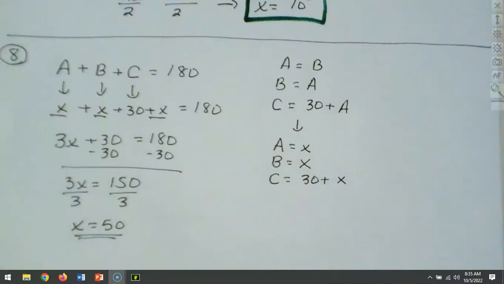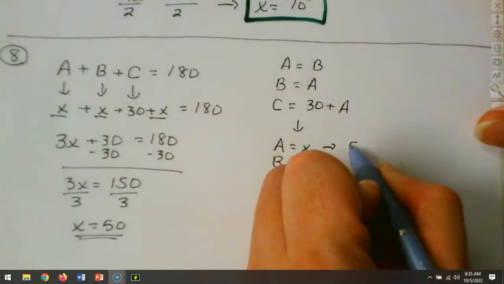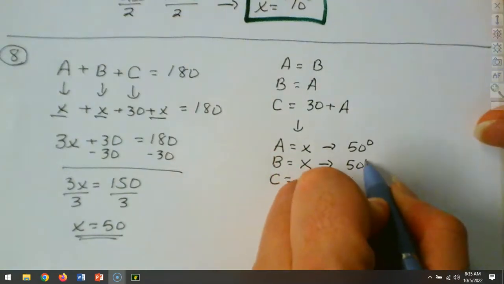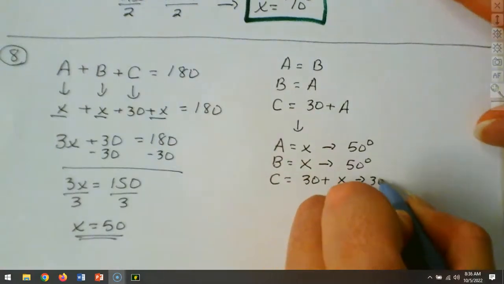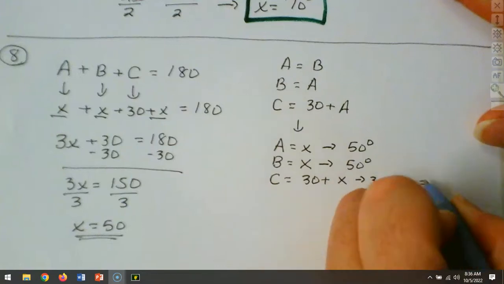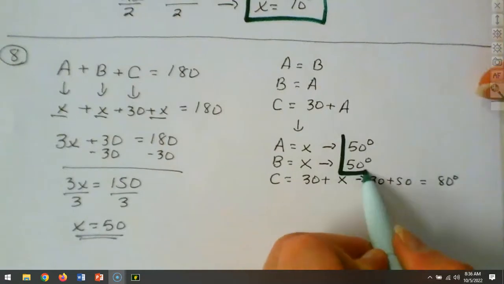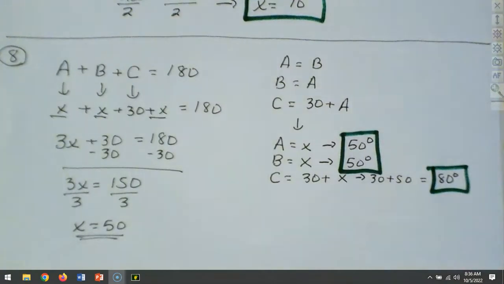But that is not our complete and finished answer, because it wants you to find all three angles. So now we plug them back in. So we know our x is 50, so that means A is 50 degrees, B is 50 degrees, and what about C? Yep, that's going to be 30 plus 50, which is then 80 degrees. Now we know that we did it correctly because these should add up to give you what now? 180, and do they add up to give you 180? Yes, so we know we did it correctly.